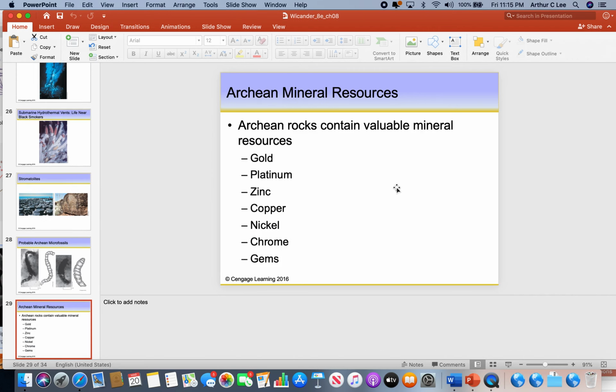The Archean rocks contain many valuable ore deposits. Here's a list of them: gold, platinum, zinc, copper, nickel, chrome, and gemstones. That's really what geology is about. For many people, it's the mining industry. And we extract many valuable ores from Archean rocks.